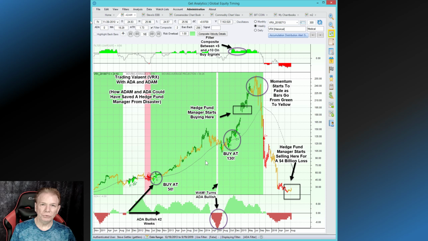Today, we're going to show you how the technologies of global equity timing, specifically ATOM and ADA, would have saved a hedge fund manager from disaster, a $4 billion disaster, and a fund, because of that disaster, went from $20 billion in assets under management to $8 billion under management.